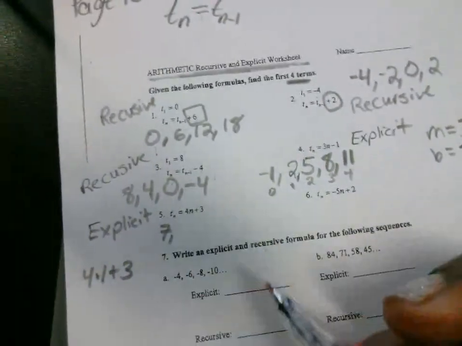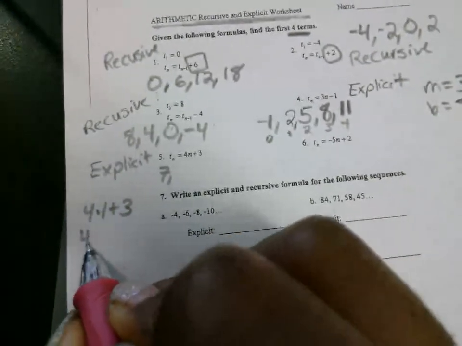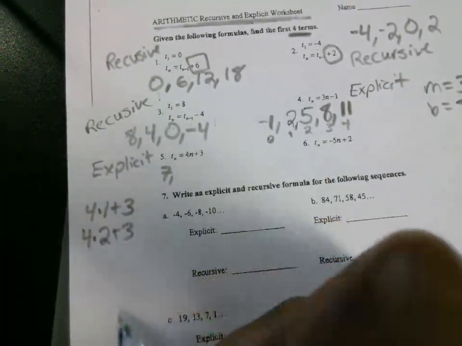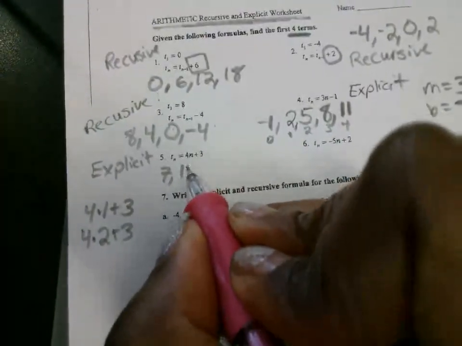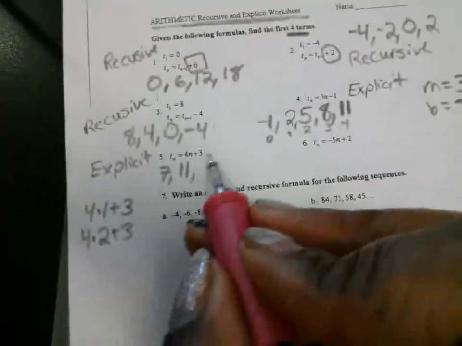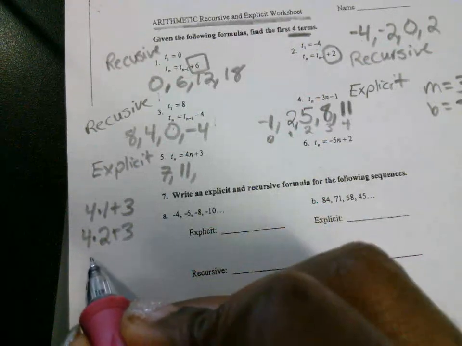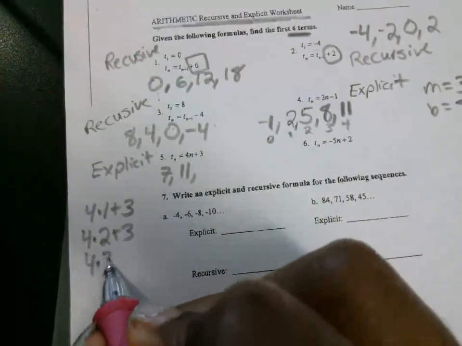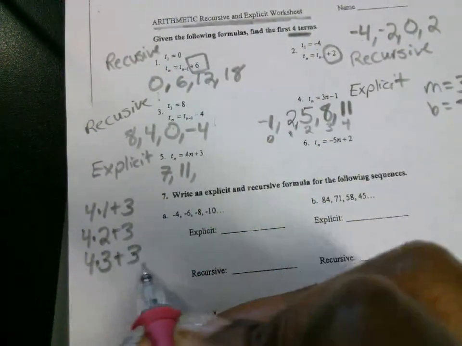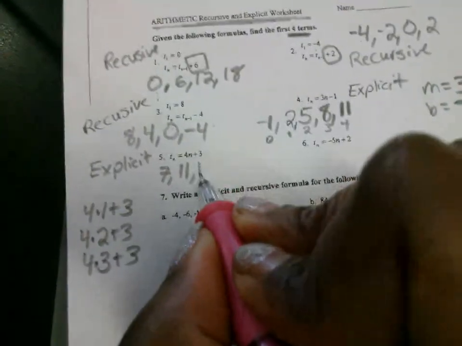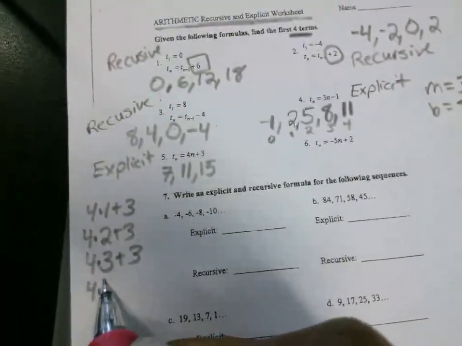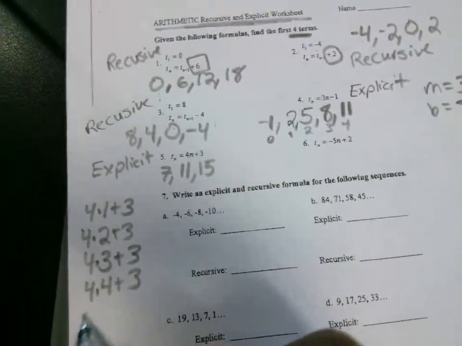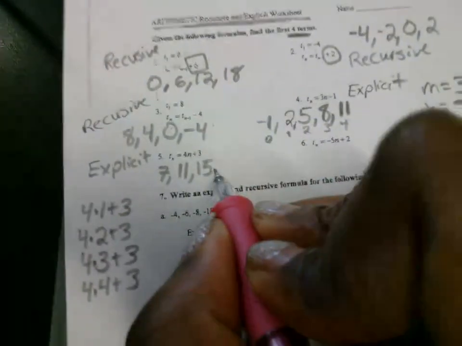Okay, so what do we do to find the second number? 4 times 2 plus 3. What's 4 times 2 plus 3? 11. Okay, how do we find the third term? 4 times 3 plus 3. What does that give us? 15. What do we do to find the fourth number? 4 times 4 plus 3. What does that give us?